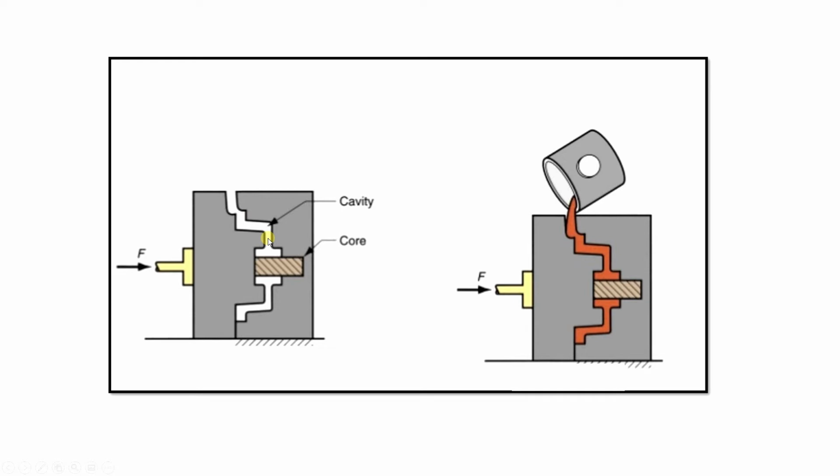Here the cavity or predefined shape is provided. In between, the gap we are going to fill with the molten metal. Then once the process is over, we are going to remove it. As you can see, the metal flows freely from this pot or ladle, so there is no pressure applied.